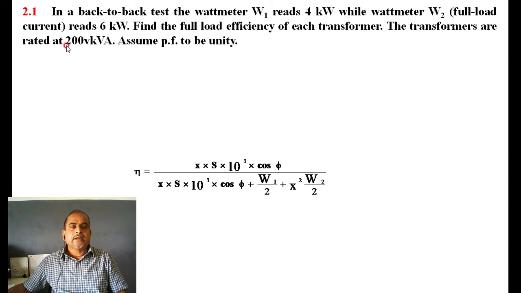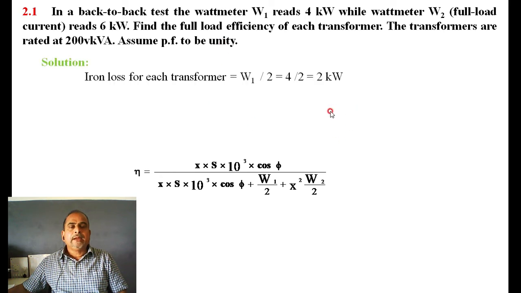There is an extra B put here. It is a typographical mistake. It is 200 kilovolt amperes, that is S is 200. And at what power factor does he ask you to calculate the efficiency? Unity power factor. Cos phi is 1. Those things you just have to write down.